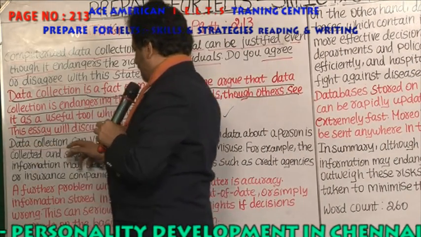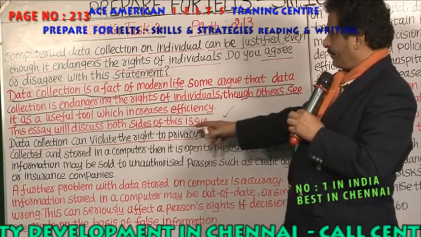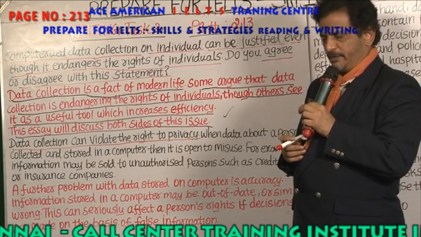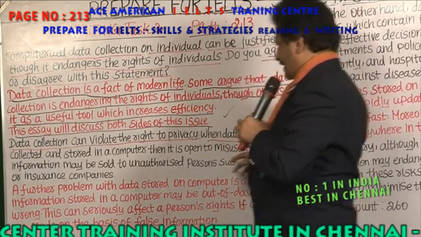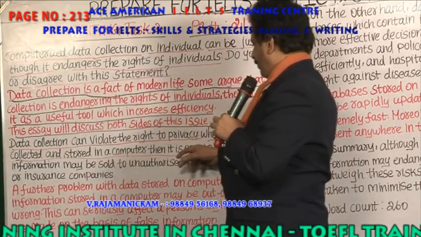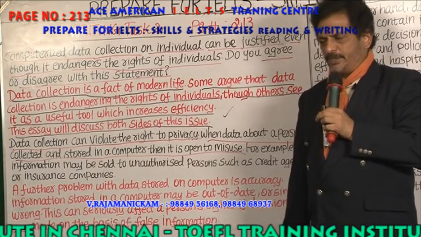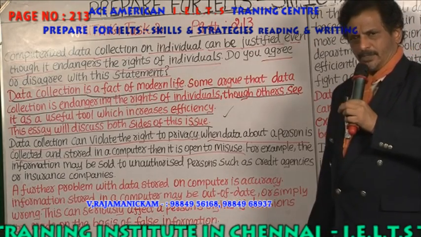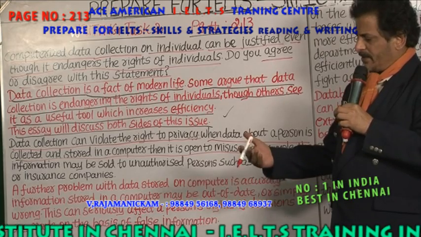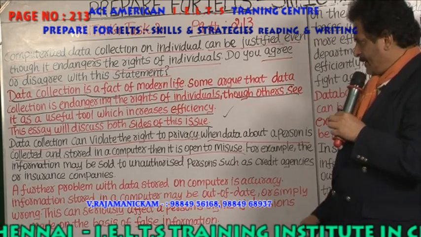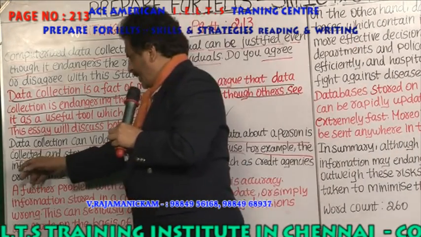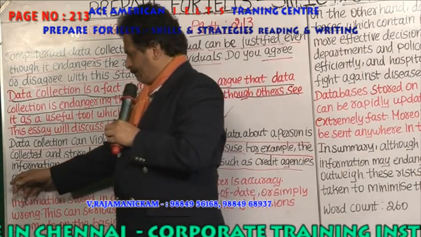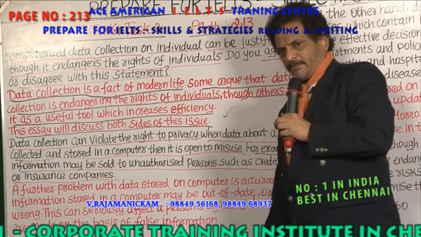So data collection can violate the right to privacy. You have the right to your privacy. It is invaded. When data about a person is collected and stored in a computer, then it is open to misuse. There's a lot of chance for misusing. Have you seen some people ringing you up, wanting to sell you land, wanting you to go for this and that? They say your name, because all the information about you is collected by them. For example, the information may be sold to unauthorized persons such as credit agencies or insurance companies. We have quite a lot of insurance companies, private and government.